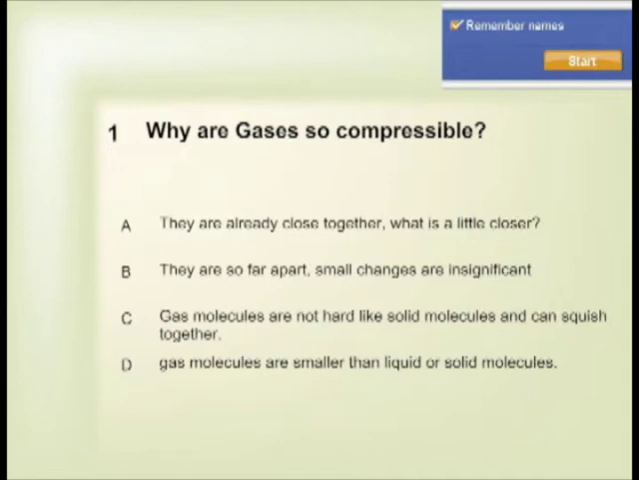A, because they are close together. B, they are so far apart, small changes are insignificant. C, gas molecules are not hard like solid molecules and can squish together. Or D, gas molecules are smaller than liquid and solid molecules. Instructor should press pause and wait for the responses to be collected.